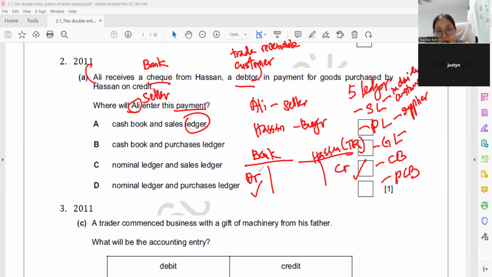So now this one, bank is under cash book. Hassan is a trade receivable, which is the customer. So customer is under the sales ledger. So the answer should be A.